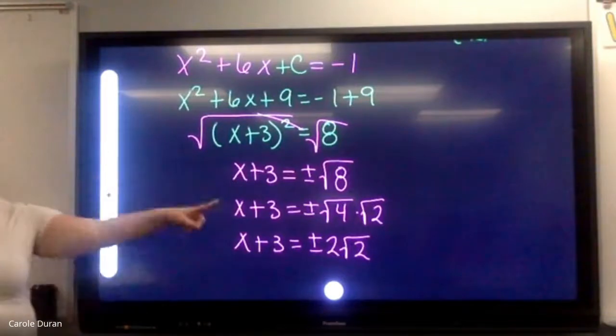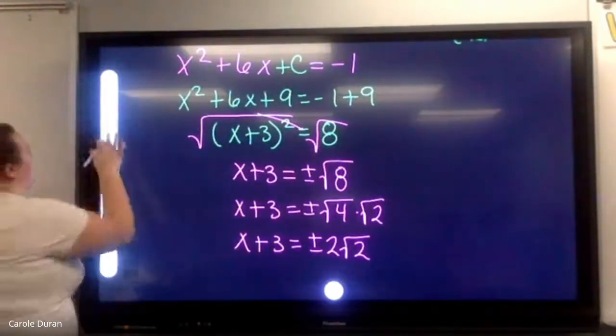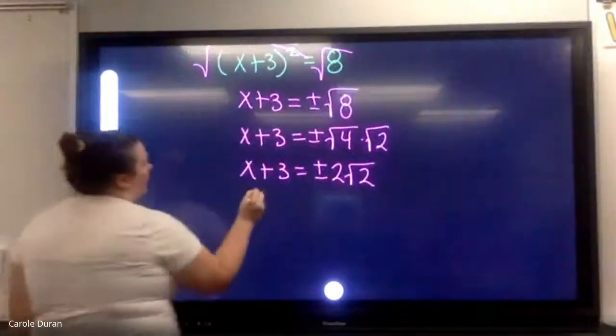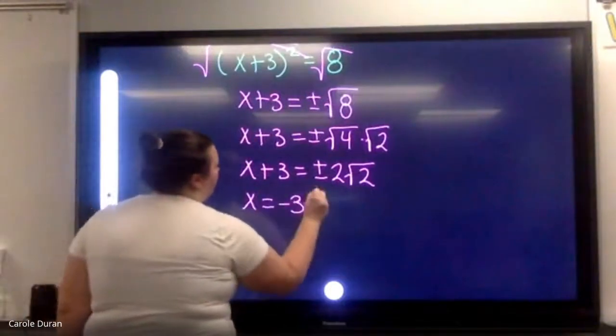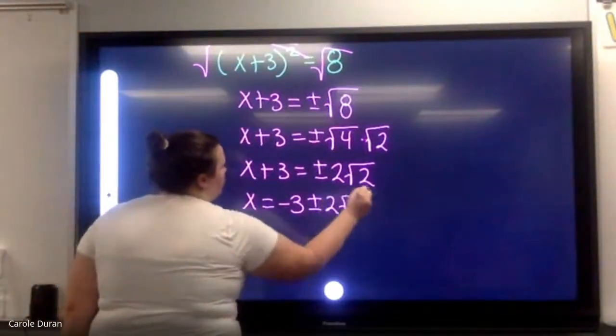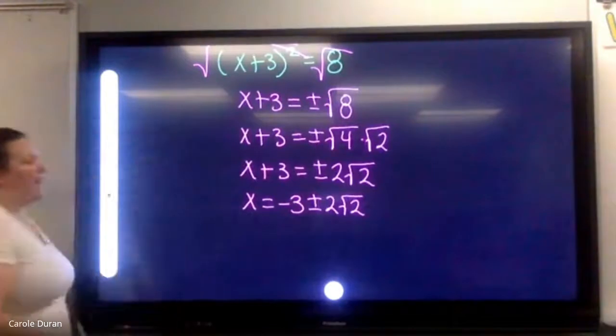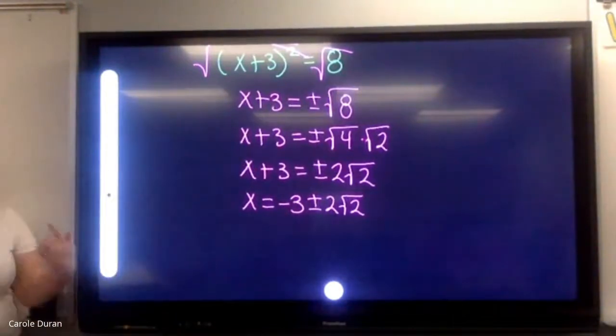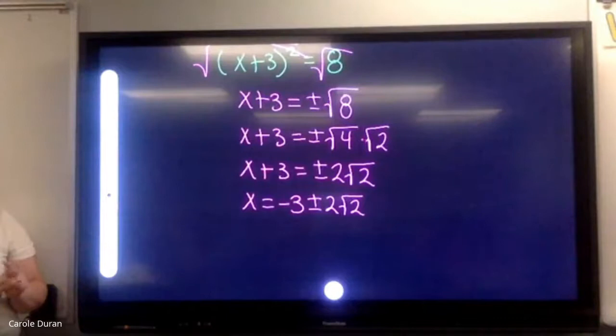And then we need to subtract the 3 over. And I get x equals -3 plus or minus 2 square root of 2. I will separate that into the 2 problems, one addition, one subtraction, and put it in my curly brackets. -3 plus 2 root 2, and -3 minus 2 root 2.